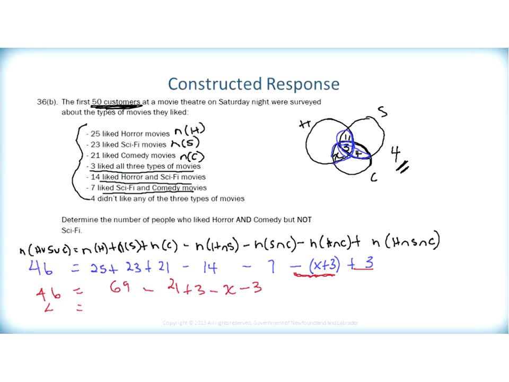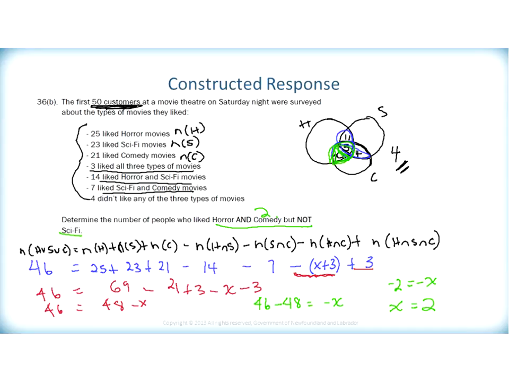We have 46 would equal 48, subtract X. And so we would have 46 subtract 48 would equal minus X. So negative 2 would equal minus X. Therefore, X would equal 2. So the number of people that would like only horror and comedy, right here, would be X. The number of people that like horror and comedy would be 5. So the number of people that like horror and comedy but not sci-fi would be 2.